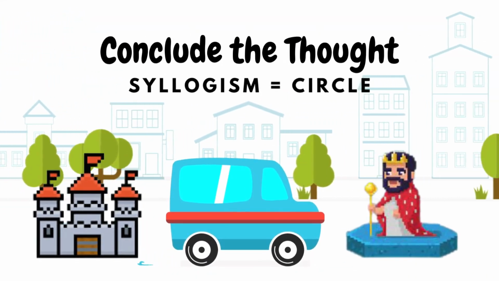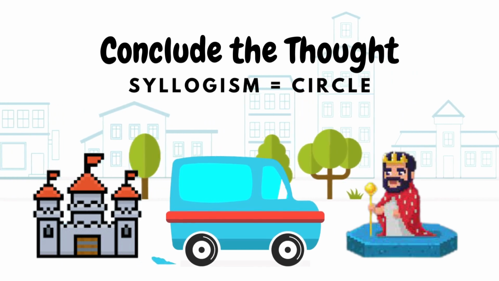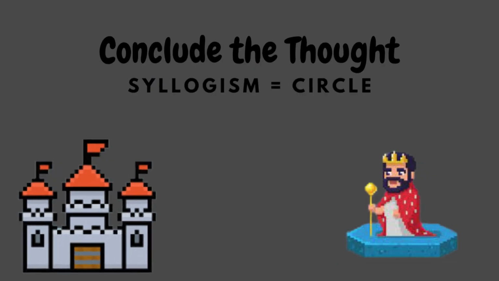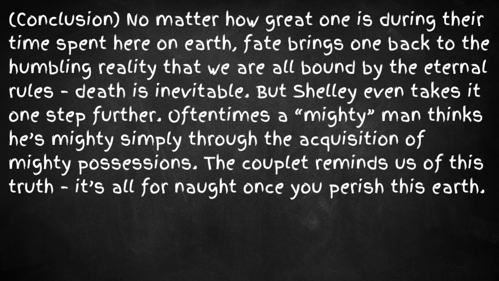Syllogisms are circles in a sense. So usually a conclusion to the syllogism takes about two or three sentences. Look what this teacher did. No matter how great one is during their time spent here on earth, fate brings one back to the humbling reality that we are all bound by the eternal rules.